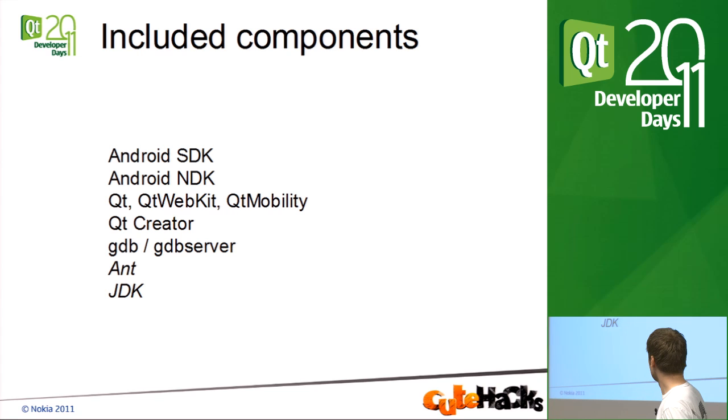And then GDB and GDB server, there are some custom versions of those. They are not as polished, so I'll get a little bit on that. But they have included custom builds of GDB and GDB server so that you can do on-device debugging. Ant and JDK are not included, but they will be included. But you need them for the moment.